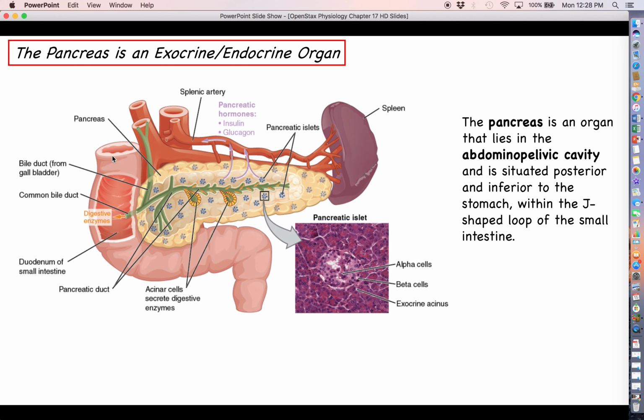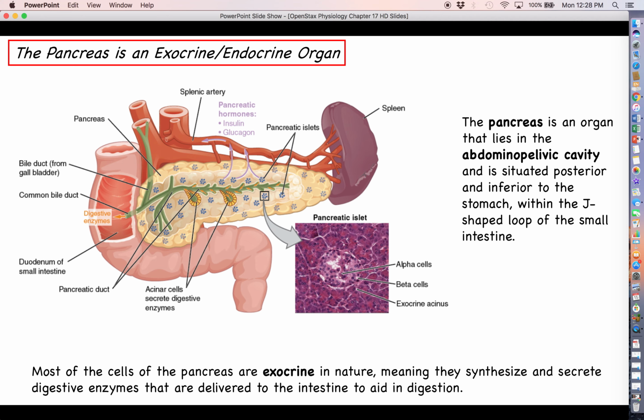It is situated in this little J-shaped loop of the intestine, and it is also located inferior and posterior to the stomach. So if you're looking at the stomach, the pancreas should be right behind it and a little bit below. As I was mentioning, most of the cells of the pancreas do not produce hormones.